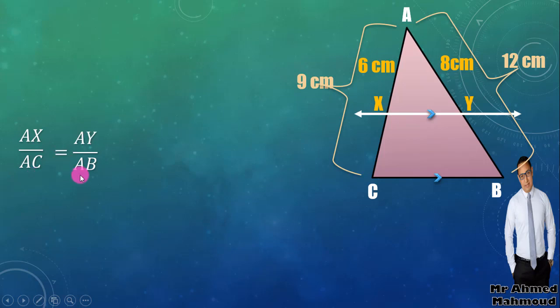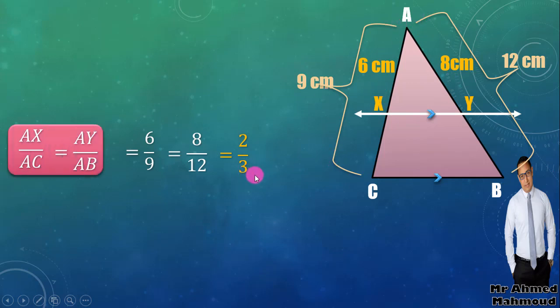AX over AC equals AY over AB. This is as what we studied in the similarity. AX over AC is 6 over 9 and AY over AB equals 8 over 12. The two ratios give me 2 over 3, and this is a proportion between AY and AB, AX and AC. This is as we studied in the triangle similarity.